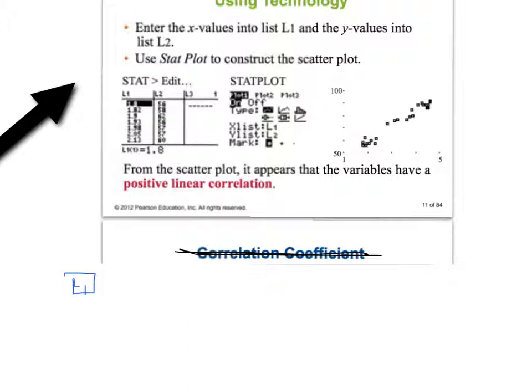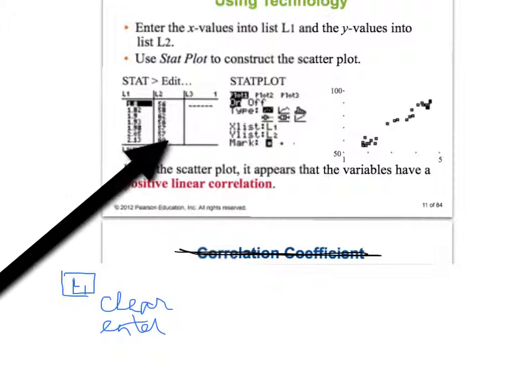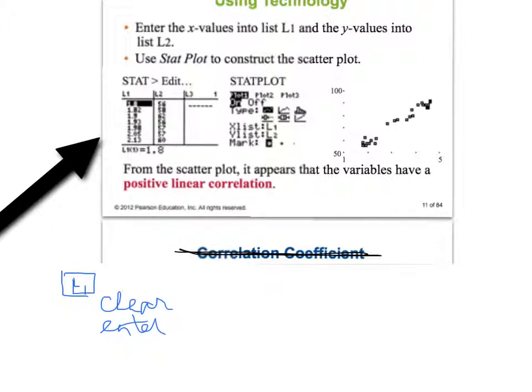So if you want to clear out L1, put your cursor right on L1, and you have to hit clear, and then you have to hit enter, and it will zap out all those numbers. Okay, so you put all the X values into L1, all the Y values into L2, and now you're going to get ready to create your scatter plot.